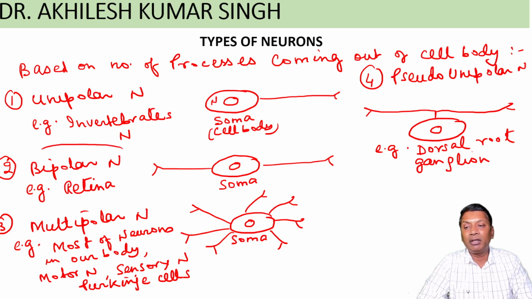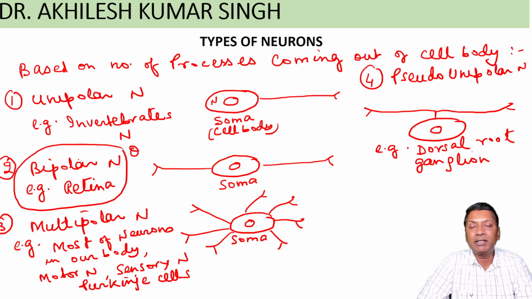So out of these 4 types of neurons, the very frequently asked is the bipolar neurons. So remember, the bipolar neurons are present in the retina. So they are very frequently asked in the exam.